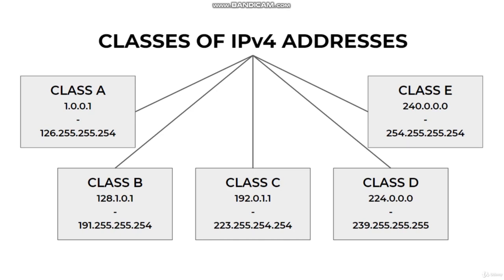In this lecture, we are going to study the different classes of IPv4 address. In the last lecture, you studied what exactly an IP address is and the two types of IP addresses, namely IP version 4 and IP version 6. So, let us begin with the 5 classes of IPv4 addresses.